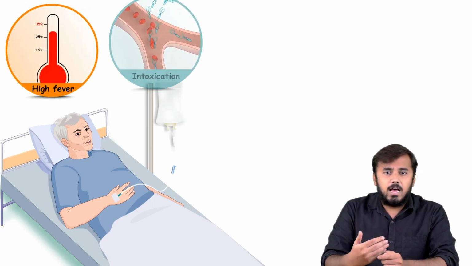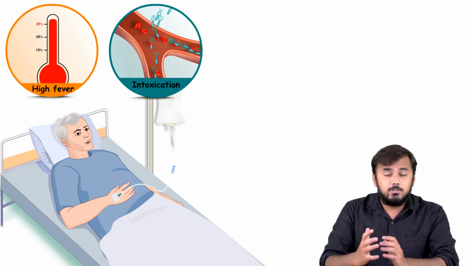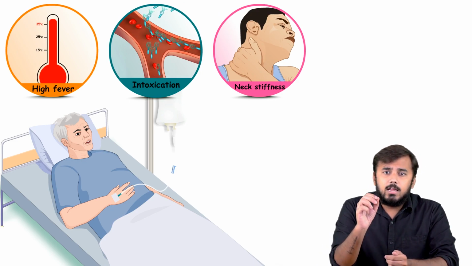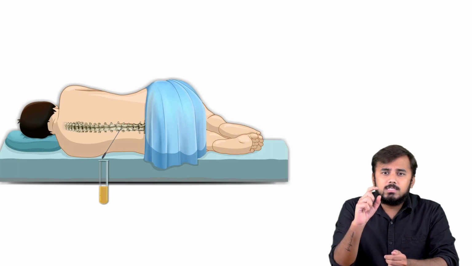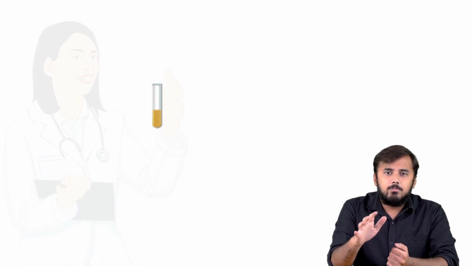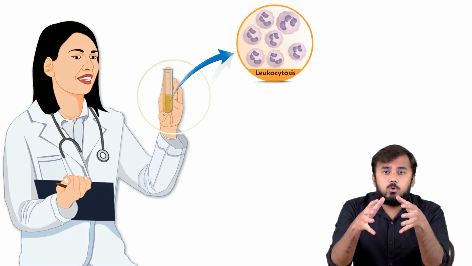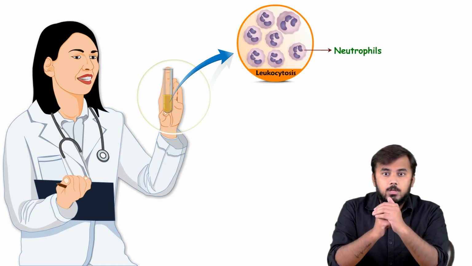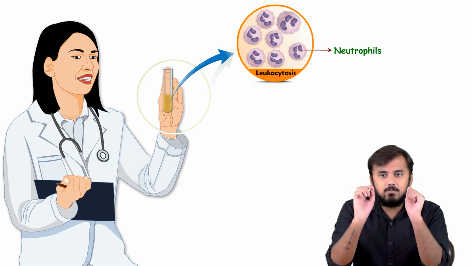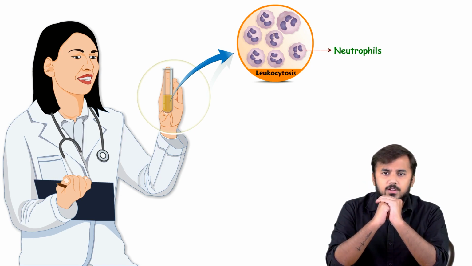The next day, the patient got severe fever and severe intoxication. He was having high fever, a high rate of intoxication, and complained of severe neck pain and neck stiffness. The doctor took a little amount of CSF by lumbar puncture and sent it to the lab. In the lab, they confirmed there is severe leukocytosis, especially neutrophils. So we confirm that the patient has an excess amount of bacteria in his body, and that is the reason there is excess neutrophils, that is neutrophilia.